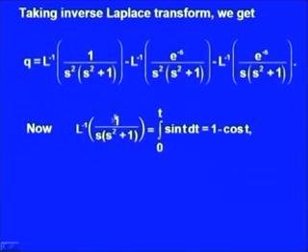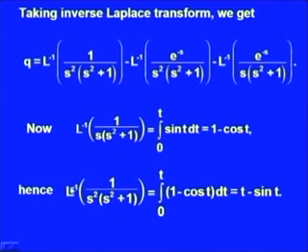Now, we know that the inverse transform of 1 over s²+1 is sin t. So, the inverse transform of 1 over s(s²+1) we can write as the integral from 0 to t of sin t dt, because we know that the Laplace transform of the integral from 0 to t of f(t) dt is F(s)/s, where F(s) is the Laplace transform of f(t). So, making use of that theorem, the inverse transform of 1 over s(s²+1) equals the integral from 0 to t of sin t dt, which is equal to 1 minus cos t.